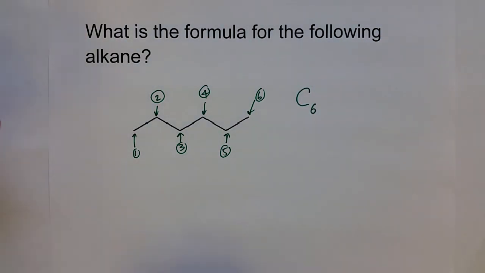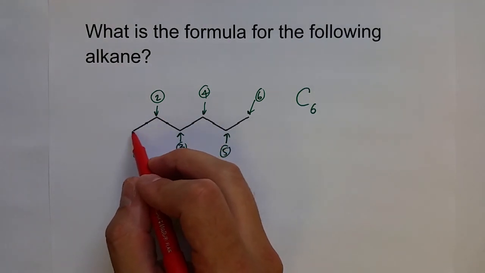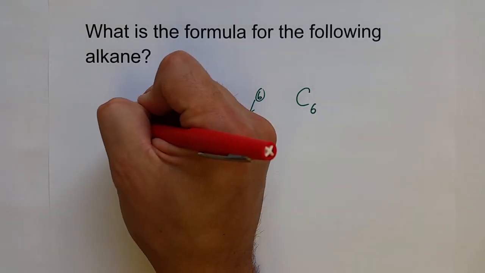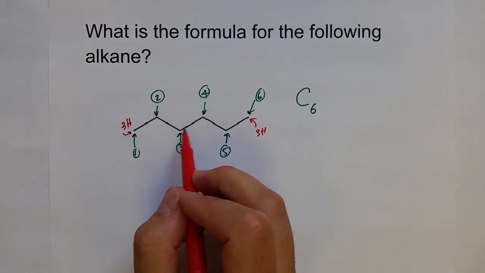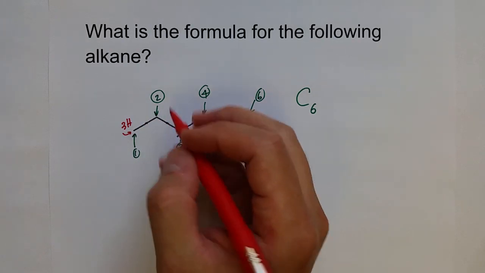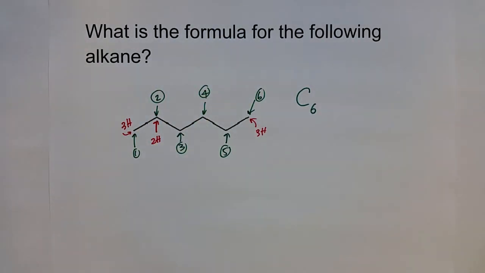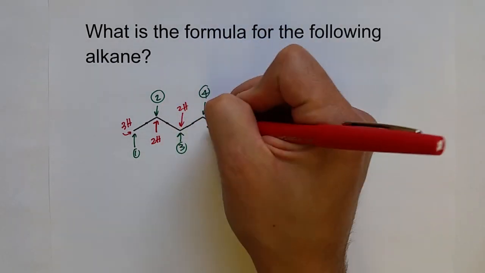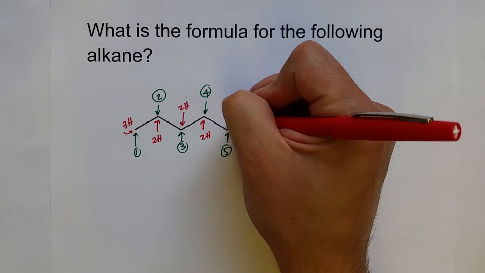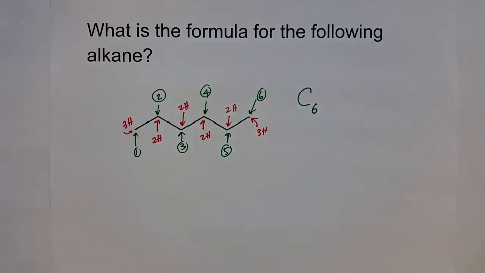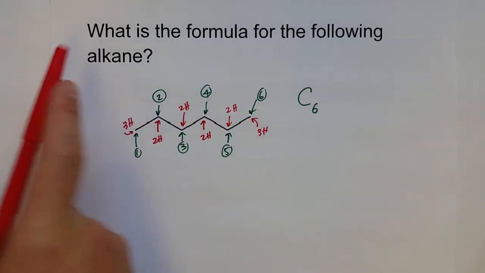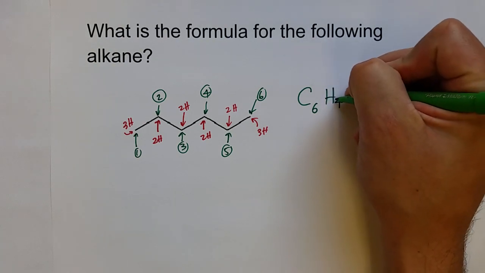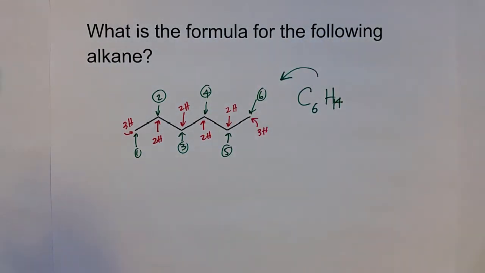So I know this formula is C6. And how many hydrogens are there? Again, the carbons on the end are only going to be bonded to one other carbon, and so to get to four bonds, they have three hydrogens. That's going to be the same for both ends. And every single carbon in the middle is bonded to two carbons, and so must be bonded to two hydrogen atoms. That will be the same story for every single interior carbon atom. It has to be bonded to two hydrogens to be stable with four bonds. So once I figure that out, I can just count them up: 3, 5, 7, 9, 11, 14 hydrogens. So the formula for this hydrocarbon is C6H14.